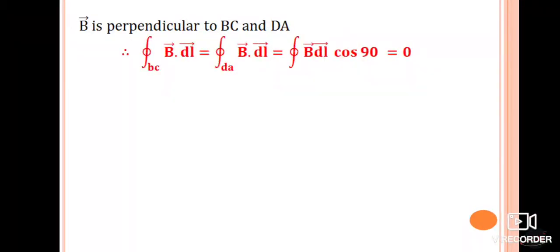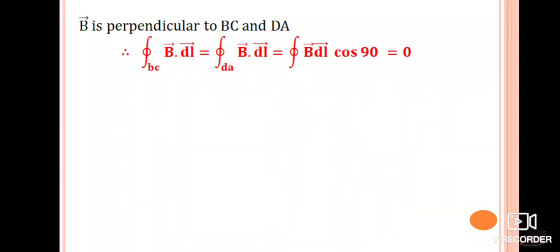So that is our next point: B is perpendicular to BC as well as DA. Once it is perpendicular, the line integral of B dot dl for BC, which is equal to the line integral of B dot dl for DA or AD, is equal to the line integral of B dl cos theta. Since they are perpendicular, theta is 90 degrees, and cos 90 is 0. Therefore, the line integral for BC as well as DA is 0.